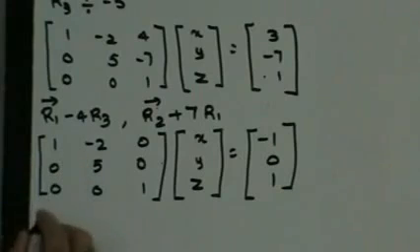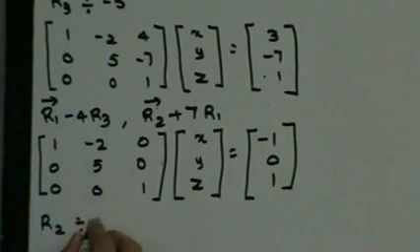Now I need to make this number 1, so I'll divide R2 by 5. If I divide R2 by 5, I'll get 1, 0, 1 minus 2, 0, 0, 1, 0, 0, 0, 1. X, Y, Z.